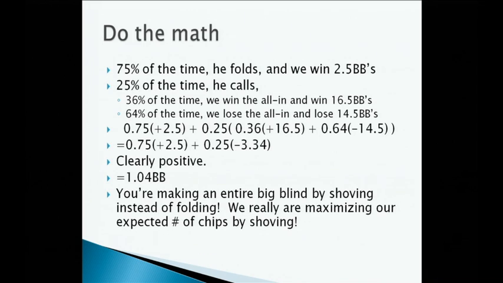64% of the time we're going to lose, and we're going to lose 14.5 big blinds, which is how much we wagered to do this all-in. So you can do the calculation, and it's actually very positive. We're making an expectation of an entire big blind by going all in.